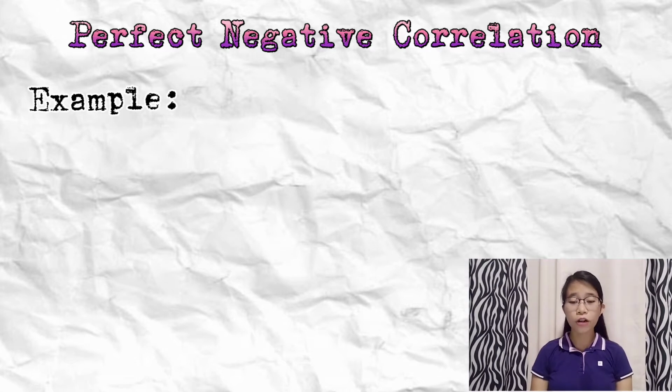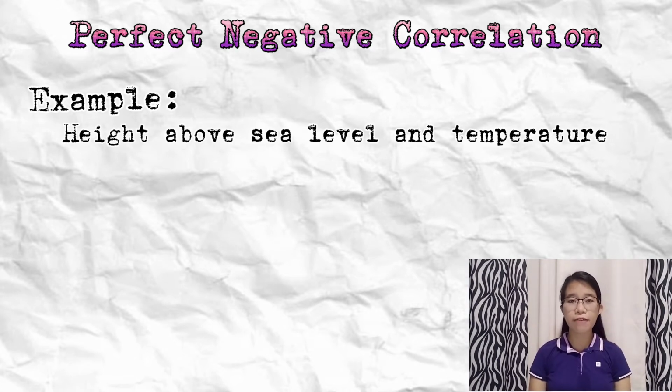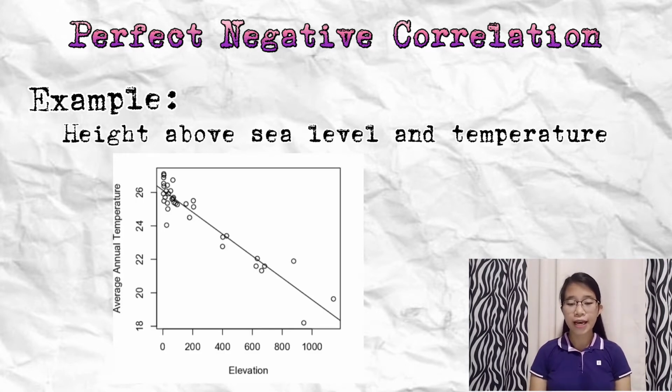An example of negative correlation would be height above sea level and temperature. As you climb the mountain, height is increasing. It gets colder because it decreases in temperature. In this example, two variables are considered. First, the height above sea level, and the other one is the temperature. As you notice, they are exactly opposite with each other.